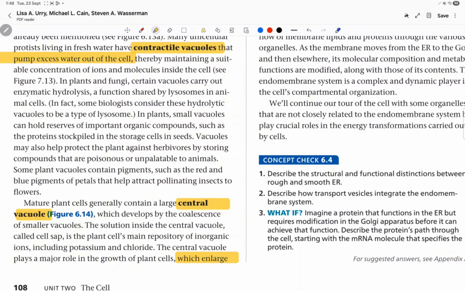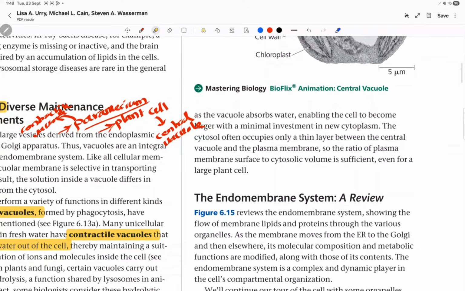It will enlarge when there is water inside this vacuole. Okay, a plant cell is not going to explode because a plant cell has a cell wall, unlike us.